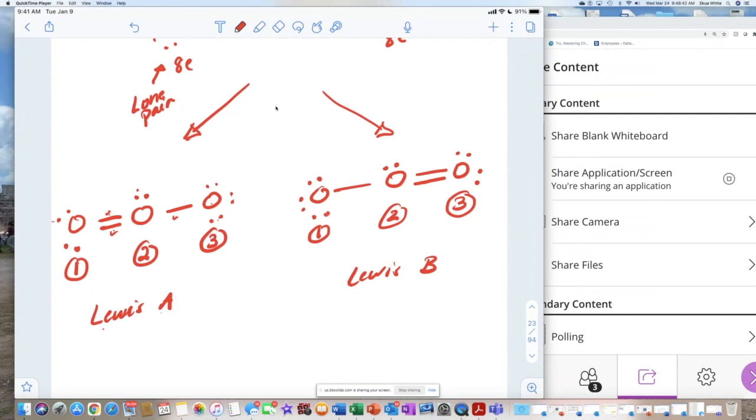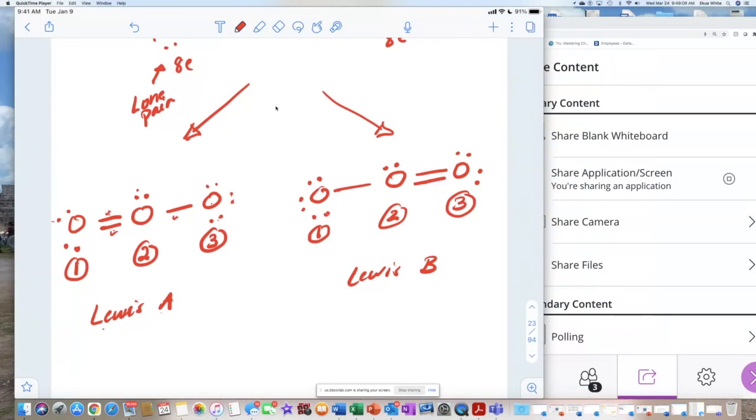Imagine you're on the phone describing these two ozones to a friend. On the Lewis A structure, the double bond is between oxygen 1 and 2, the oxygen on the left and the one to the right of it. So oxygen 1 and 2, that's where your double bond is, right? And for Lewis A structure, the single bond is between 2 and 3.